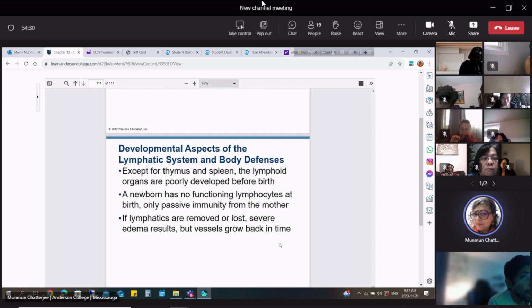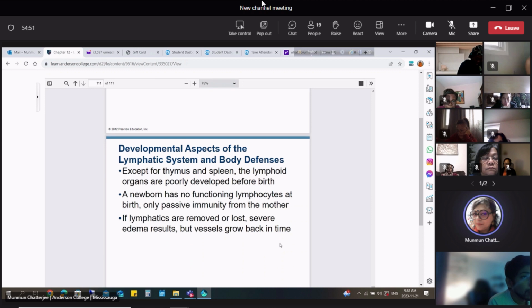Only passive immunity. You remember we talked about active and passive immunity. Passive immunity is when the immunoglobulin passes from mother to fetus. So only passive immunity from the mother.